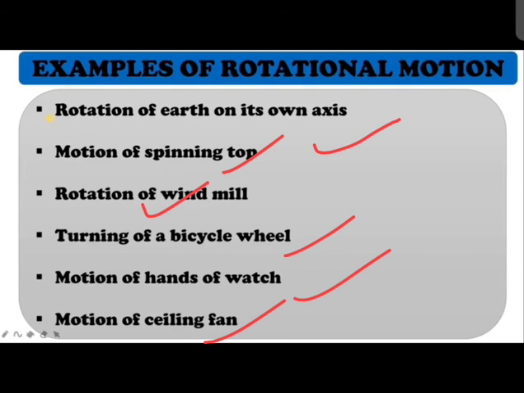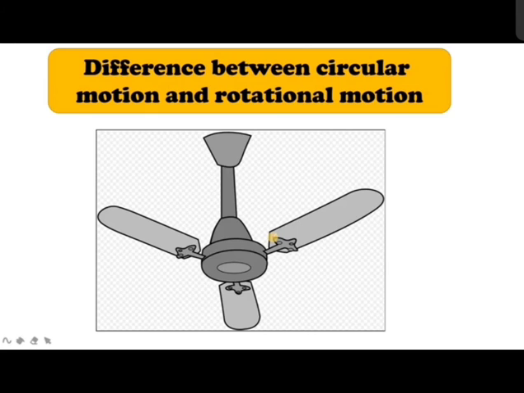I think you may get confused between circular motion and rotational motion. So let me clear it. In circular motion, the object moves along a circular path. It does not have any fixed axis. But in rotatory motion or rotational motion, the object always moves about a fixed axis without changing its position. So this is the difference between circular motion and rotational motion.